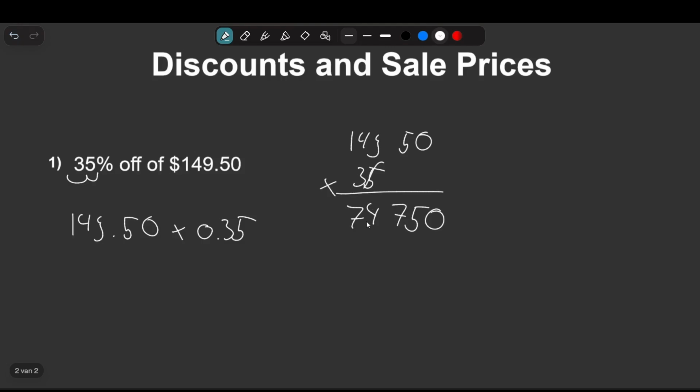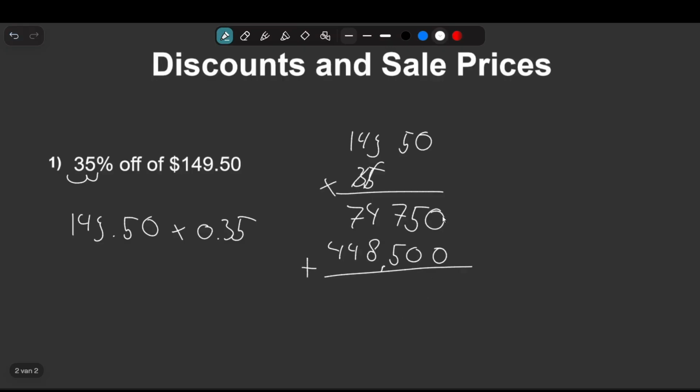Now we're going to do 30 times 14,950. This will give us an answer of 448,500. Now we have done both of our multiplications, we can add these two up.